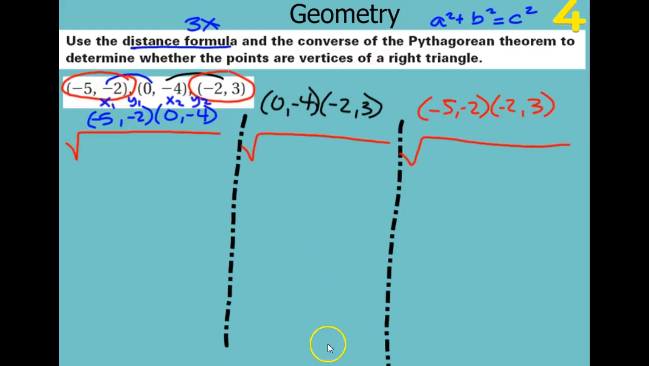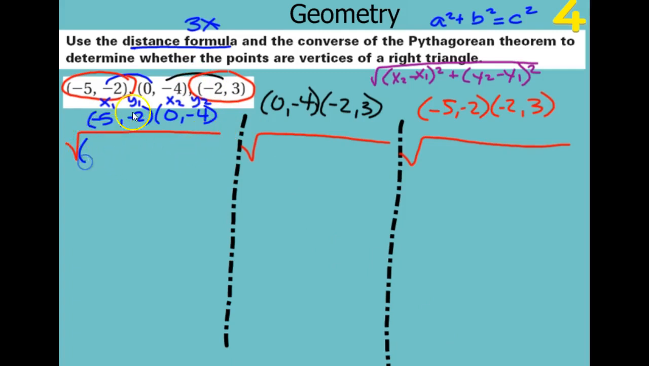So plugging into our formula, well, there's no formula on this page. I'll write it up here. It's really the square root of x2 minus x1 squared plus y2 minus y1 squared. You don't need to memorize this. This will be something that will be given to you on your MCA.